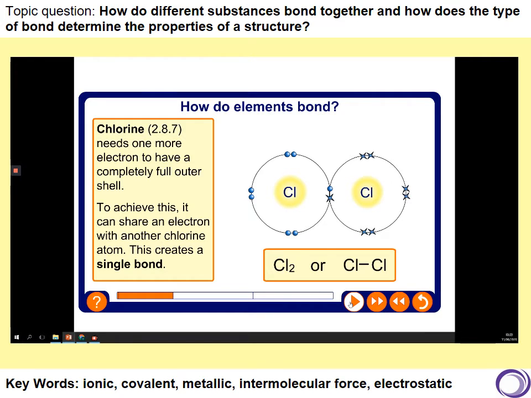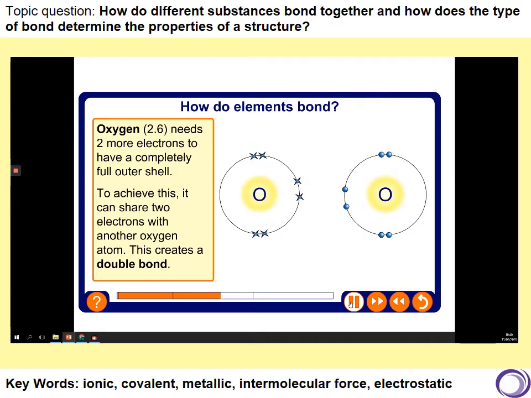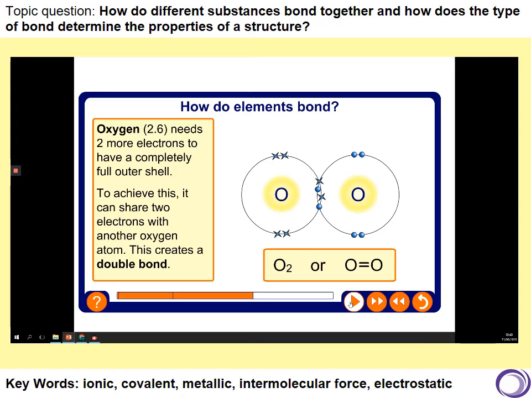This molecule would be a Cl2 molecule, or we could draw it as Cl with a horizontal line and another Cl. The horizontal line indicates a single covalent bond. If we now look at oxygen, oxygen is in group 6 and has 6 electrons in its outer shell and requires another 2. So in this case, the oxygen atoms will each share 2 electrons. So there are 2 shared pairs, and this is a double covalent bond. And you can see that shown by the 2 horizontal lines.